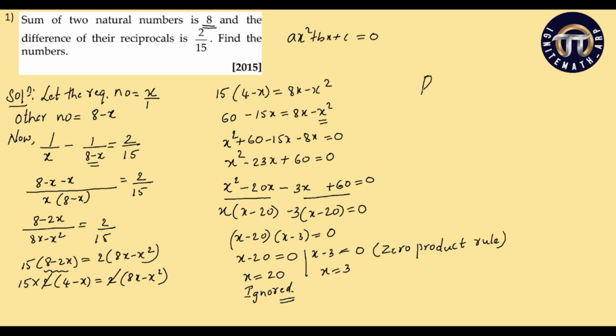Therefore, I can write, the required natural numbers are x that is equal to 3, and the other number we have taken as 8 minus x. So 8 minus 3, that is equal to 5. So these are the two required natural numbers whose sum is 8. Clear, children? Now let's move to the second problem.